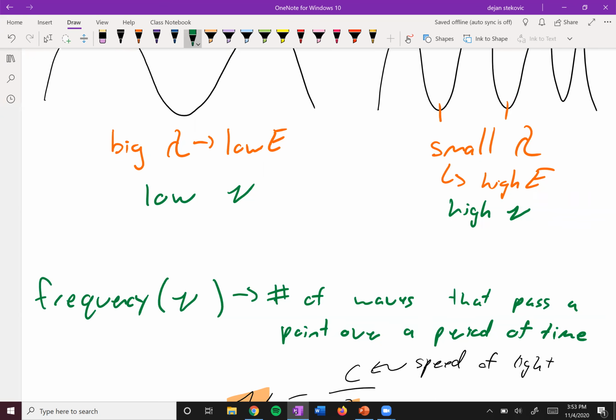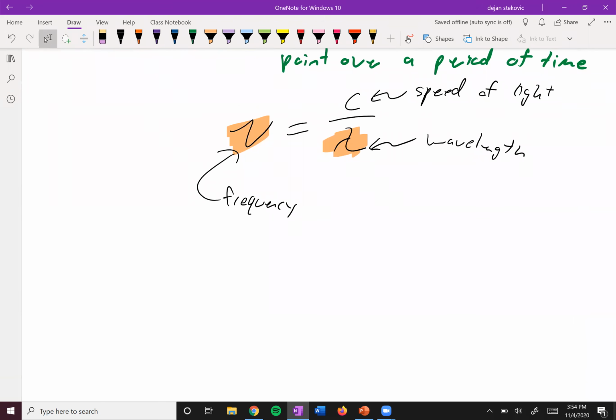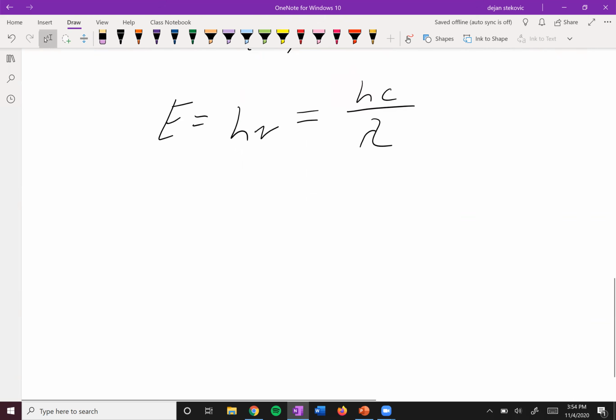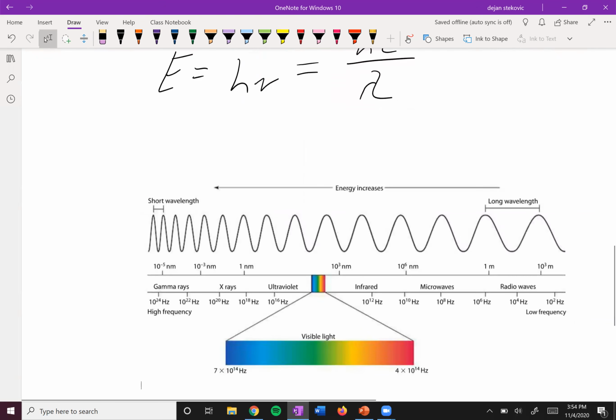And you can see how that correlates with energy too. High frequency is higher energy, low frequency is lower energy. You can relate the energy as an equation as well. We can say E is equal to h, which is just a constant, times the frequency, or we could replace this with wavelength. Don't worry about the h, don't worry about the constant. We're not really going to be doing any math. This is really just background knowledge.